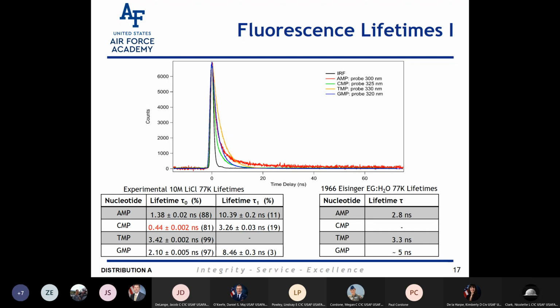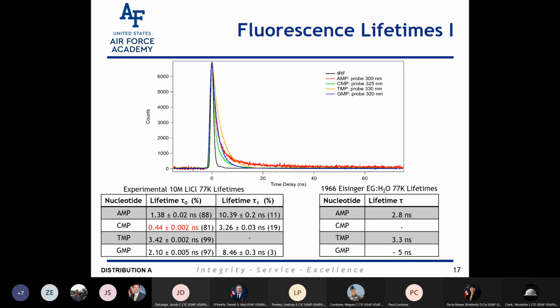Additionally, our processing techniques allowed us to determine both a short-lived and long-lived component of the lifetime. All those numbers in parentheses are our amplitude percentages of both the short-lived and long-lived time components. So for example, AMP has a 1.38 nanosecond short-lived component that dominates about 88% of our overall signal, while a longer 10.39 nanosecond component only dictated about 11% of our signal. Isinger's results are presented as an average of both of those, whereas we were able to determine both individual components.